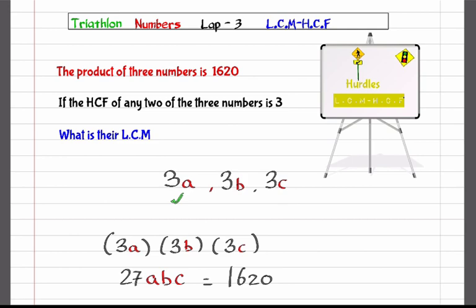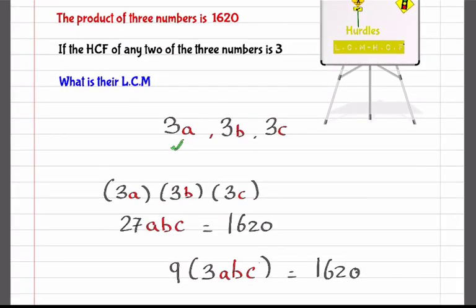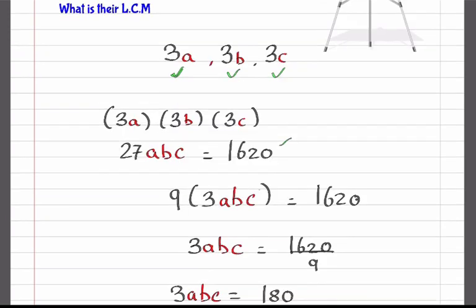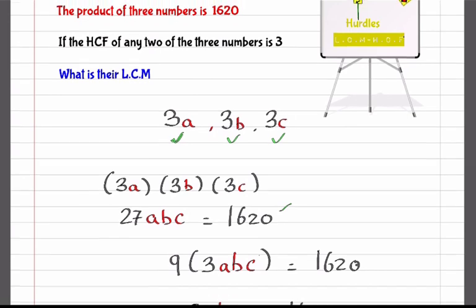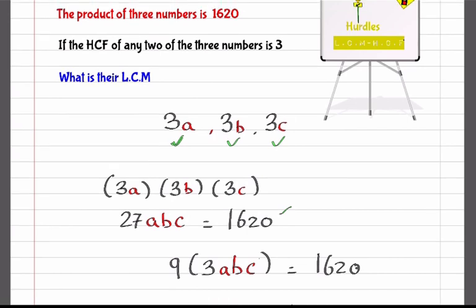Yeah. And if the HCF of any two of the three numbers is nothing but 3, and the product is equal to what? 1620. What is he asking me? What is their LCM? Yes, as we have just learned, LCM of these three numbers would be 3ABC, right? So now we have 3ABC, okay? And A, B, C will be co-prime to each other. So the only difference here in this problem is that instead of 2 numbers, I have 3 numbers here.